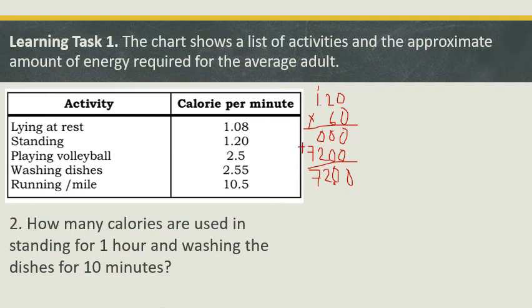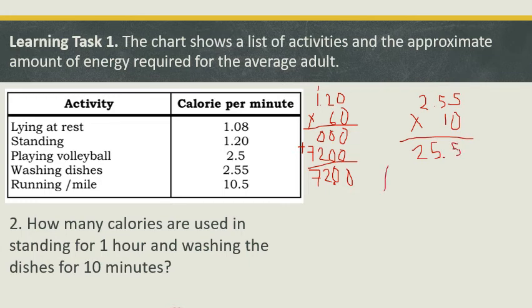Then next, ito naman tayo sa washing the dishes. So, ito, 2.55 times 10 minutes. So, 2.55 times 10. So, naalala nyo sa 10, magmumove lang tayo ng isa papuntang kanan. So, ito move lang natin doon. So, kaya ang magiging decimal natin dito ay 25.5.